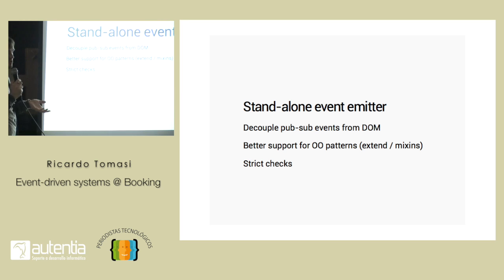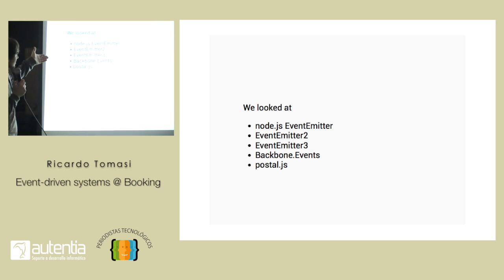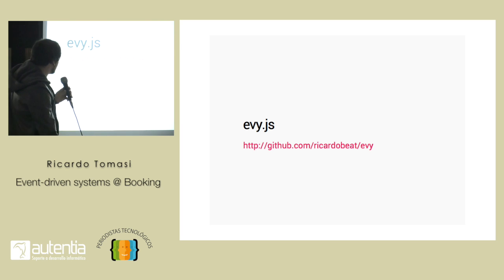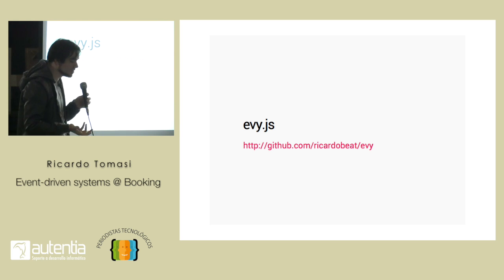And we also implemented some strict checks which help with handling the size of our code base and working with large teams. So we looked at Node.js EventEmitter, EventEmitter2, EventEmitter3, how Backbone does events, and there's a library called Postal.js, which is pretty nice, but a bit overkill for our case. And we ended up writing a new library, which is on GitHub. I'll send you the slides later, then you can visit that and see our implementation. It used to be called EMI, but I had to rename it because someone took the package name on NPM.